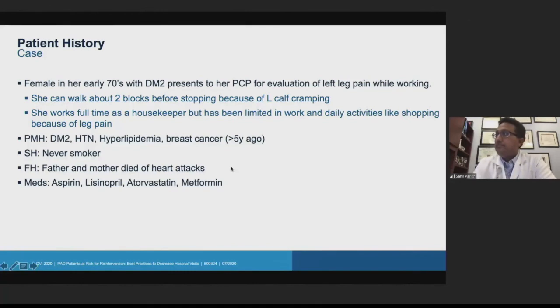Sorry about that. So the patient's a 70-year-old woman in New York City. She's a housekeeper. She's very active and she has left leg cramping with walking, typical claudication, and is a Rutherford class 3. And she really relies on her legs to work, and her livelihood is dependent upon it. She's got diabetes, hypertension, dyslipidemia, and breast cancer that's been treated and is now cured. She's a never smoker and has a family history of premature atherosclerosis and is on appropriate medical therapy.